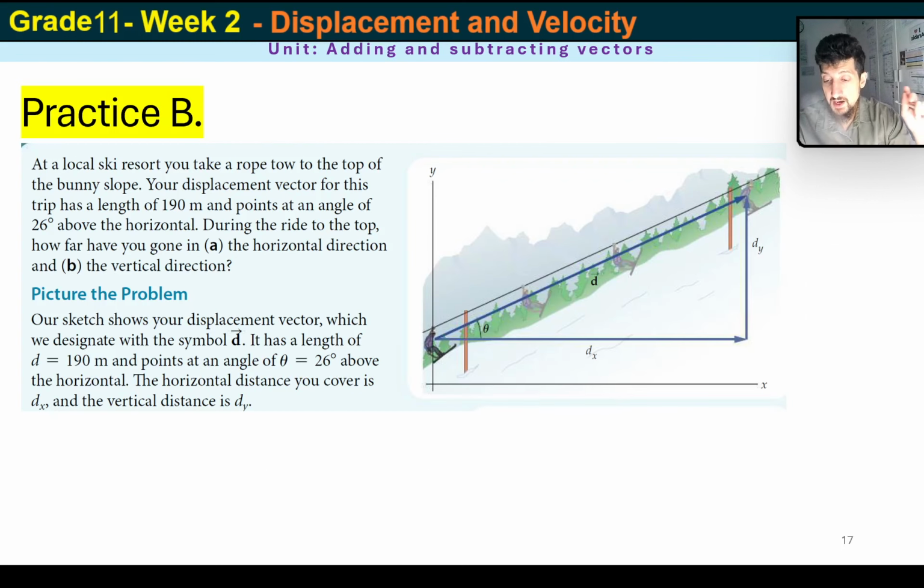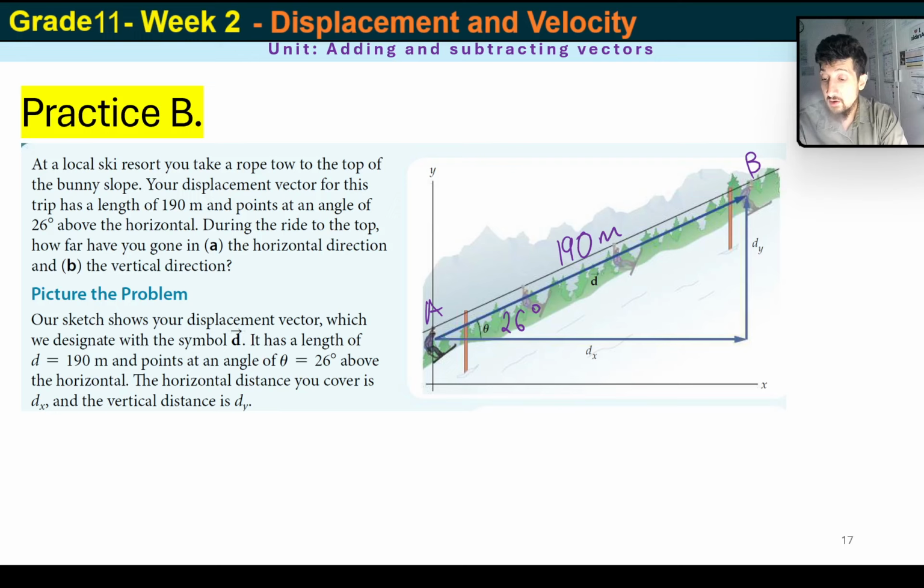Okay, here we have a problem that's a bit of a challenge. And I just included this for those of you that are interested. So you've got a ski resort, and this person here is taking a rope tow to the top of the bunny slope. Your displacement vector for this trip has a length of 190 meters. So this here is 190 meters, because that's the shortest distance between point A and point B. Displacement is the shortest distance between 2 points. And the angle is 26 degrees. I bet that's important. That's why they told us that.